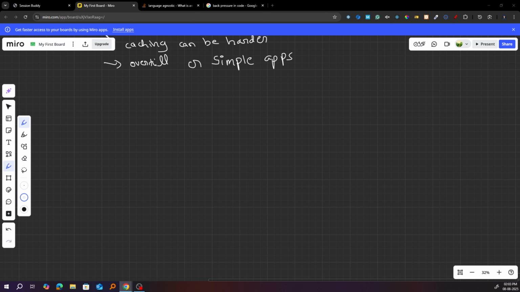Today we will learn about performance anti-patterns. So what are performance anti-patterns? Let me write the topic first. So performance anti-patterns. What are performance anti-patterns? So first let's go with the definition, right?